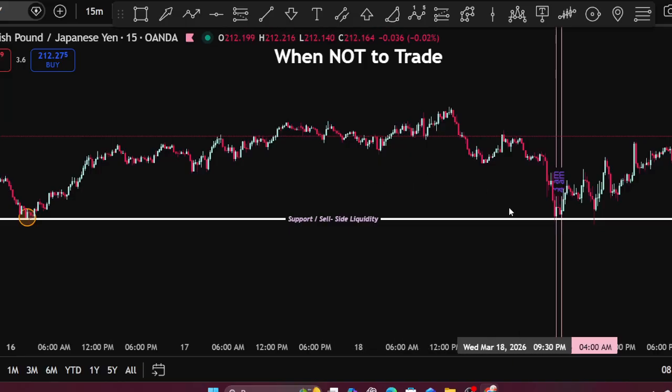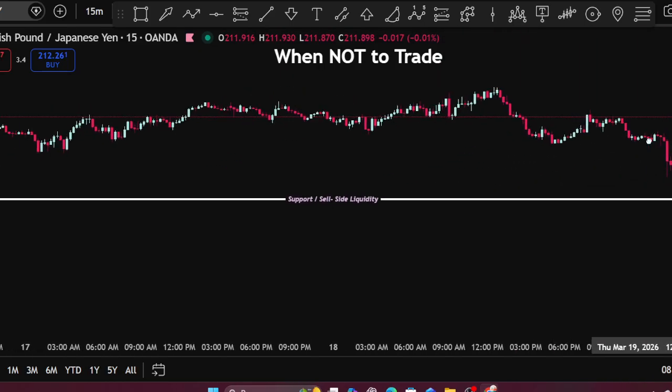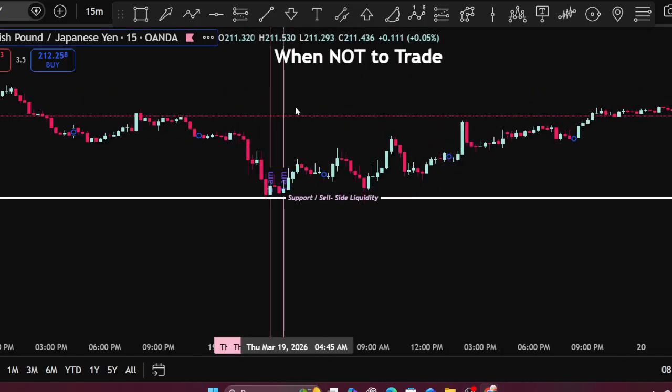Just because it's touching a line does not mean that it's your liquidity. You need to know more. But just know that this video is not about learning how to find the liquidity. Today's purpose is just knowing when not to trade. So this is your support, this is your sell side liquidity, and this is where we are. First we have our touches in order to find our liquidity.